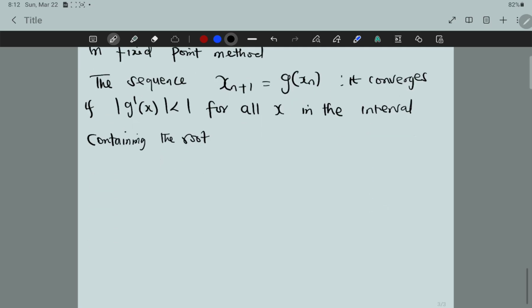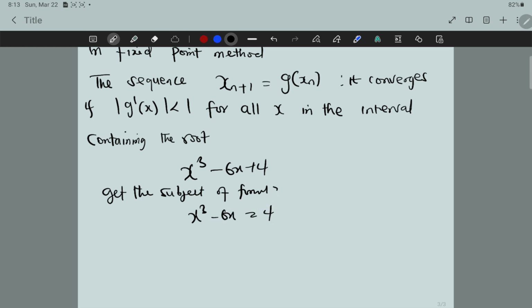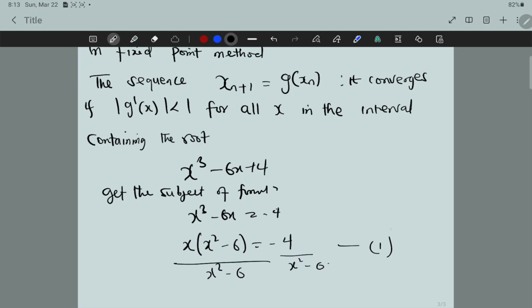So in the fixed point method, for example, if I give you 3x^3 minus 6x plus 4, the first thing to do is to find the subject of formula. You have to derive the subject of formulas from this question. You can say x^3 minus 6x is equal to 4. You take minus 4. Then you say x into bracket x squared minus 6 is equal to minus 4. You divide both sides by x squared minus 6. That's iterative scheme 1.